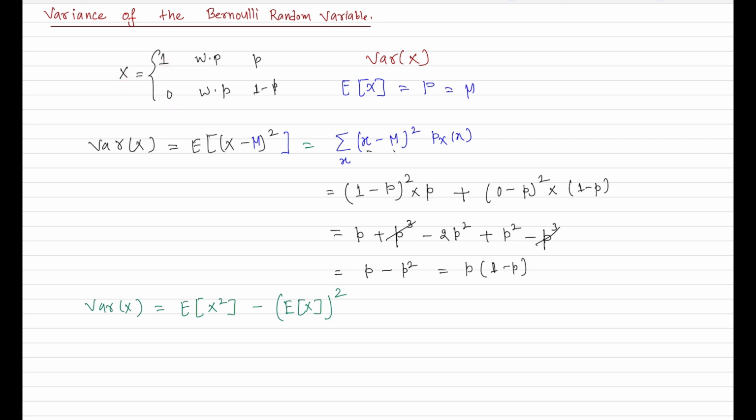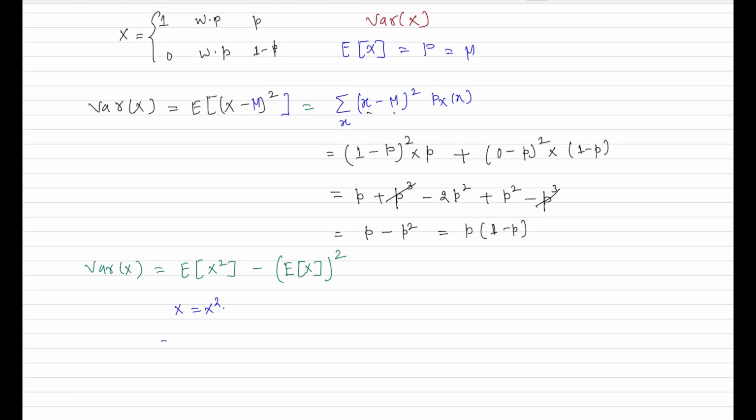In this case, when we have a Bernoulli random variable, x square will be the same as x. You can see when x is 1, x square will be 1. When x is 0, x square will be 0. So in the case of the Bernoulli random variable, x and x square are both the same.